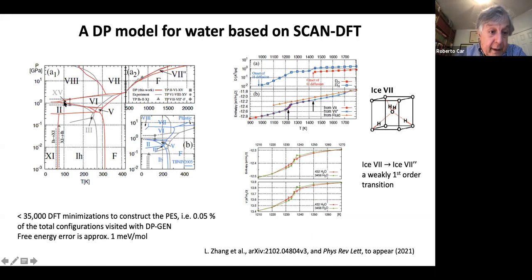Now the red line indicates the boundary line between the different phases that were obtained with the DP model. The gray line indicates the correct boundary line as obtained from experiment. So we can see that overall, the qualitative picture is quite good, but there are deviations between the prediction of the model, which is essentially the prediction of this particular DFT functional for this system, and experiment.